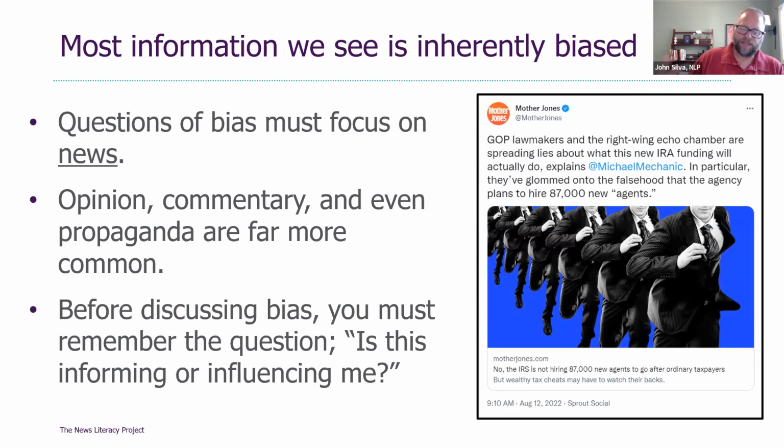And I know I've said this a few times, but it's really important to emphasize that when we're going to have these conversations about news media bias, we have to focus on news. Because most of what we see out there is going to be biased in some way. It's because it's trying to influence us. So we have to make sure we can differentiate news from other types of information.